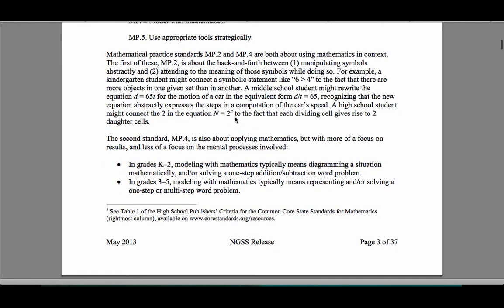For example, for MP2, in kindergarten, students might use a symbolic statement like 6 is greater than 4. However, a middle school student might rewrite the equation d equals 65 times t for the motion of a car in the equivalent form d divided by t equals 65. While a high school student might connect the 2 in the equation n equals 2 to the nth power to the fact that each dividing cell gives rise to 2 daughter cells.